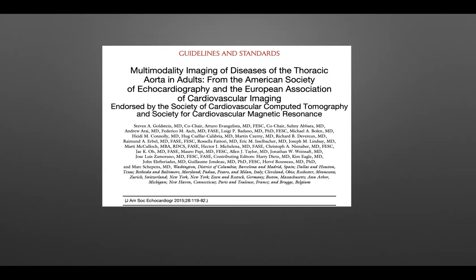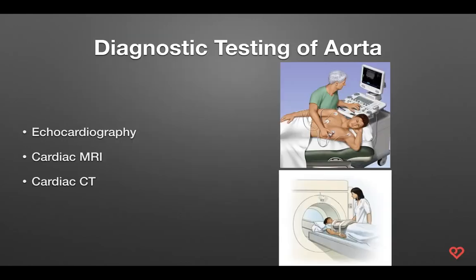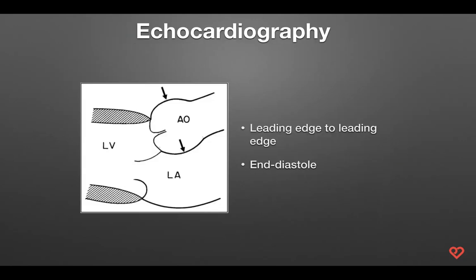To provide you a reference, there is multimodality imaging of the thoracic aorta that gives a lot of details on how we need to think of the aorta with the different imaging modalities. We have 3 imaging modalities at our disposal: echocardiography, cardiac MRI, and cardiac CT, and we need to utilize these in the appropriate manner. Remember, with echocardiography, we're measuring leading edge to leading edge and end diastole.